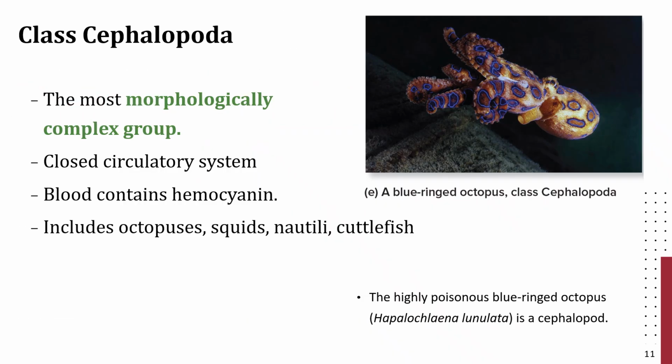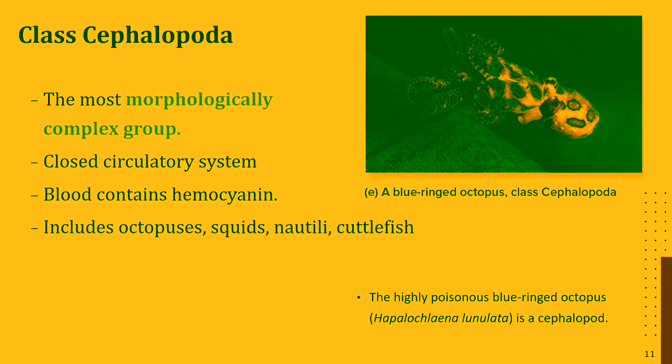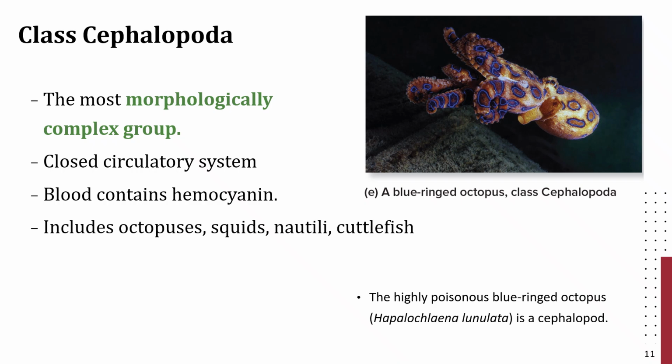All right, an interesting group within the mollusks. We've got the cephalopods. So this is going to include our octopus, squid, nautili or nautiluses, and cuttlefish. If you are unsure what any of these are, I would say go ahead and Google them. There are some really cool looking cephalopods. They are very morphologically complex. They do some cool things. We are not even going to scratch the surface on our cephalopods.